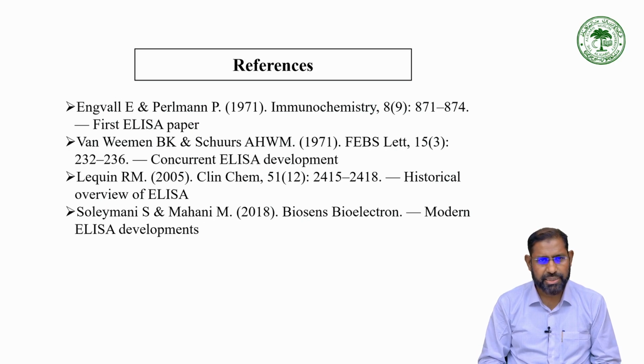References I have taken for this lecture: Engvall, E. and Perlmann, P., 1971, Immunochemistry, first ELISA paper. Then Van Weemen, B. and Schuurs, A., 1971, FEBS Letters, concurrent ELISA development. Then Lequin, R.M., Clinical Chemistry, historical overview of ELISA. Then Soleimani, S. and Mani, M., 2018, Biosensors and Bioelectronics, modern ELISA development.